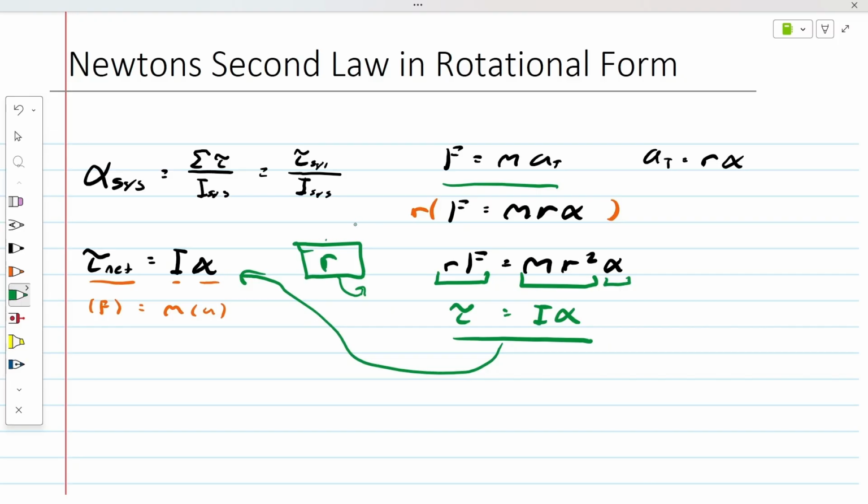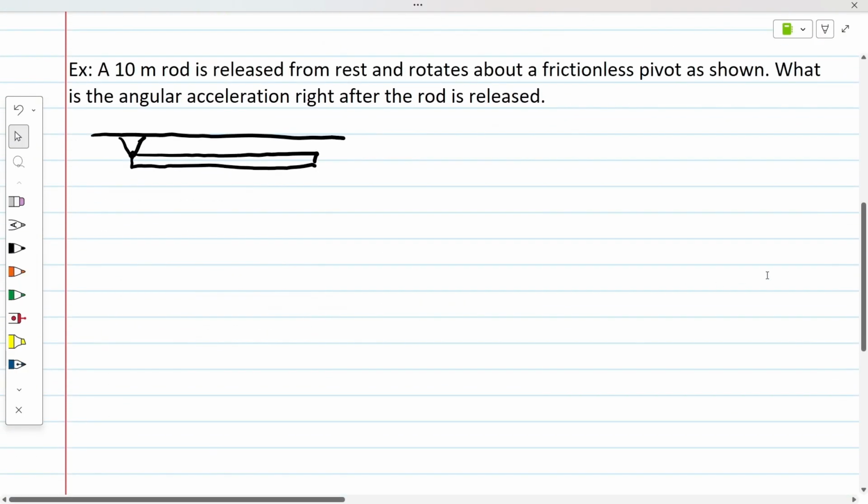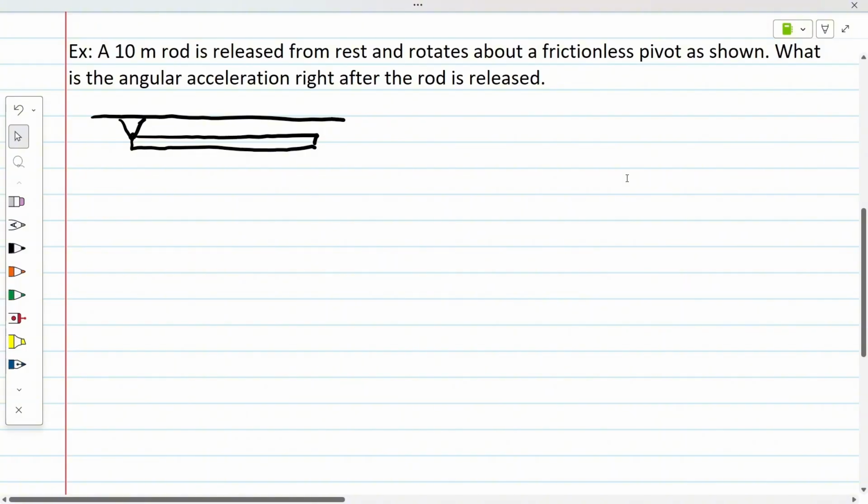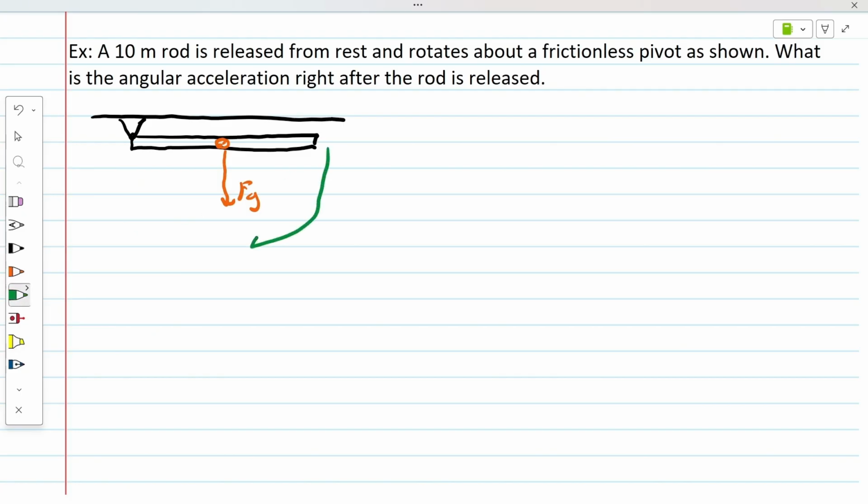Alright, so let's do an example to see how we can apply this equation. Okay, so we have a 10-meter rod that is released from rest and rotates about a frictionless pivot as shown below. What is the angular acceleration right after the rod is released? So first of all, we need to figure out what's even going to cause this angular acceleration. Well, we obviously have some torque here because this rod is held up by nothing right now. So at this center of mass, there is some force due to gravity, right? And so this rod, when it's released, is going to swing around like this.